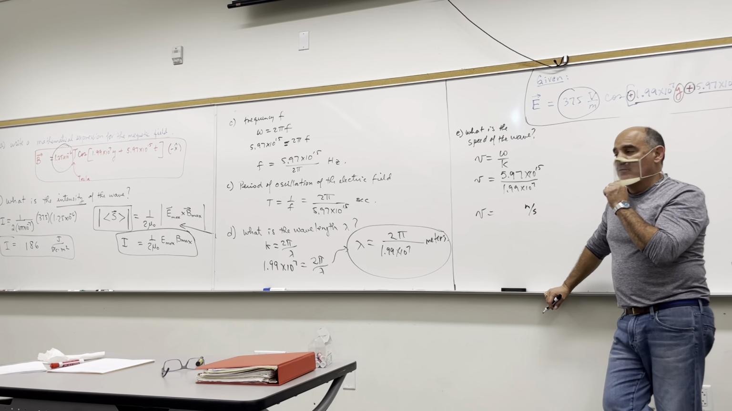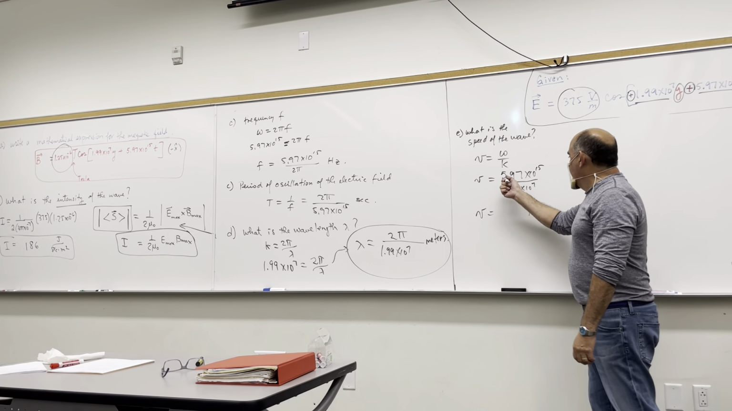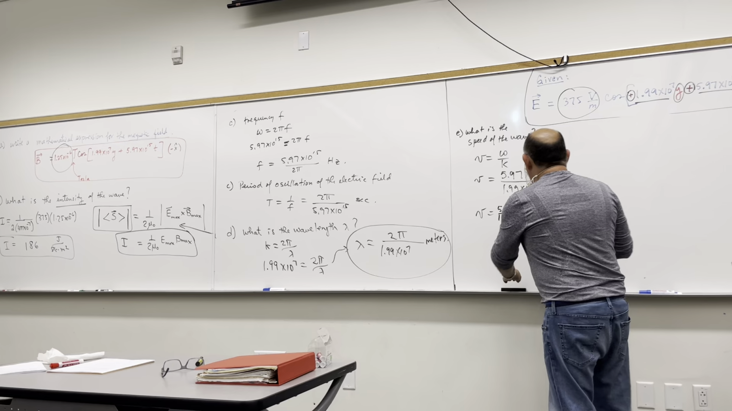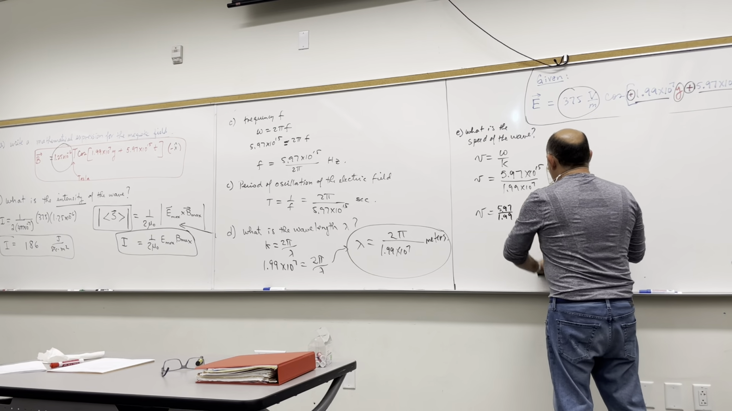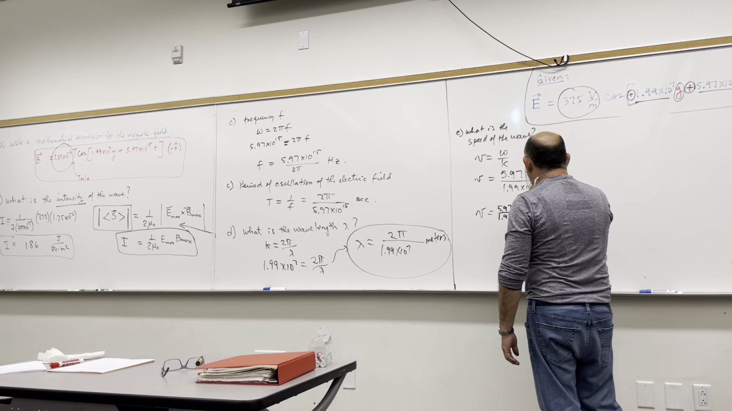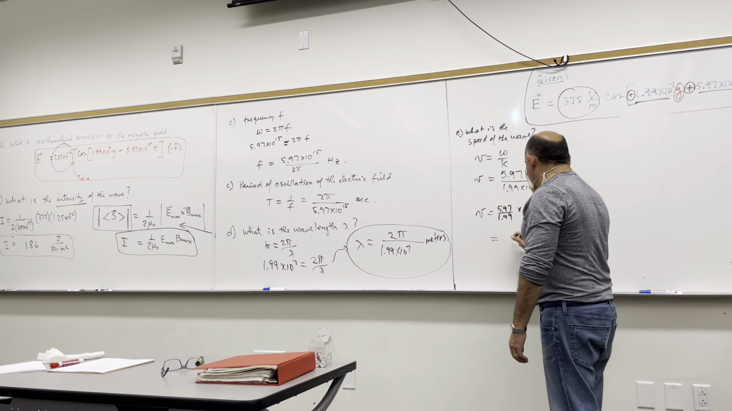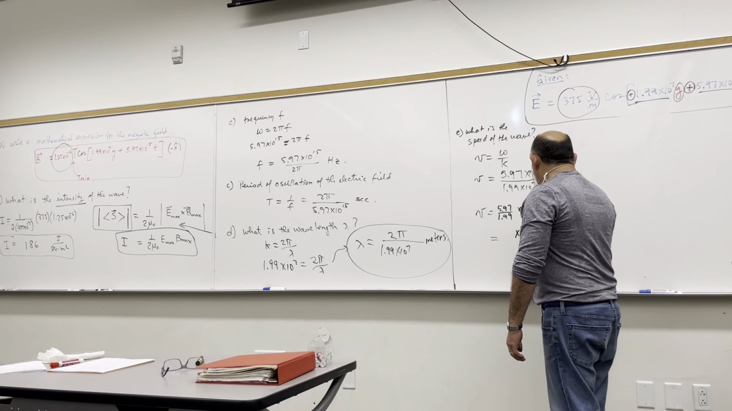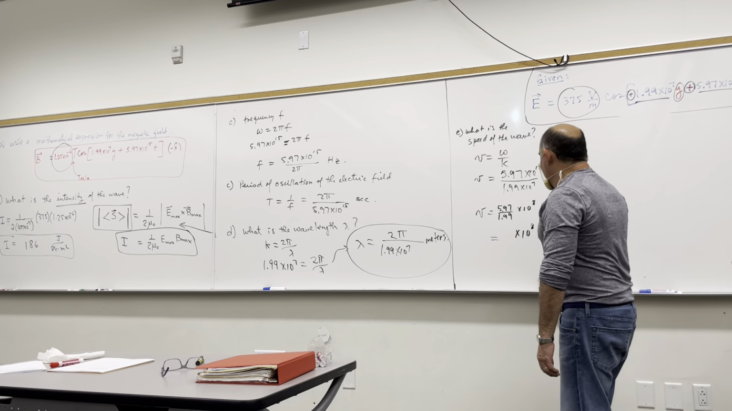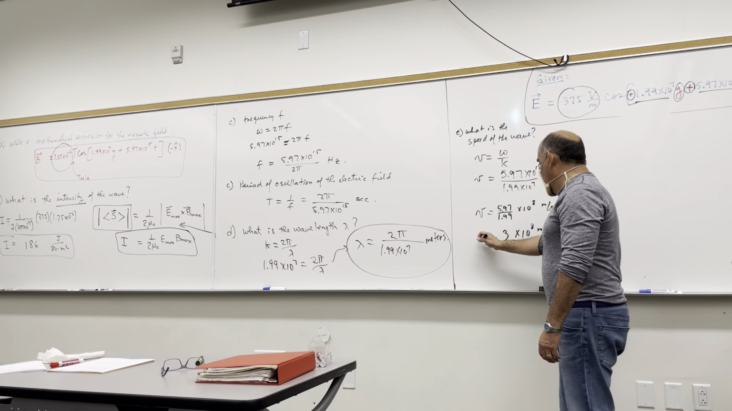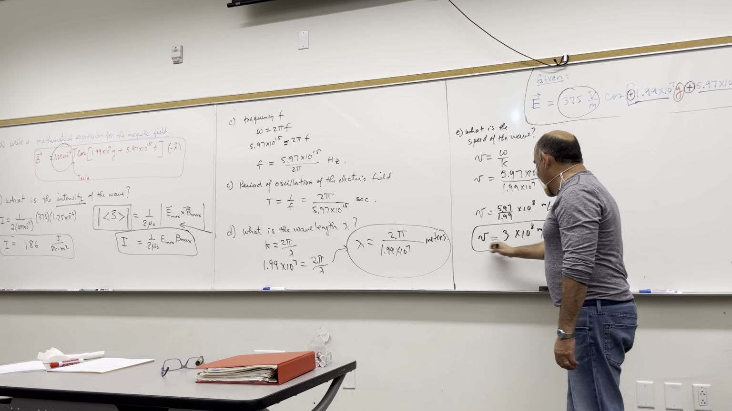That would be 5.97 divided by 1.99, and then 10 to the 15th divided by 10 to the 7th, that will be 10 to the 8th, right? So how much is 5.97 divided by 1.99? That's like 6 divided by 2. It's like 3. Right? Let's make it 3. So it's traveling in vacuum.